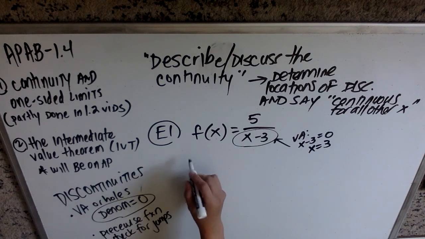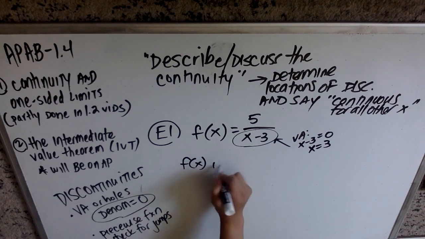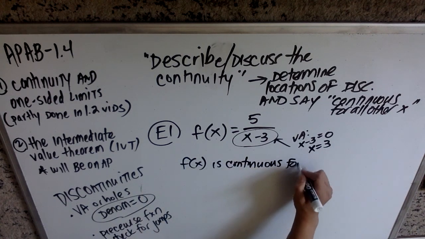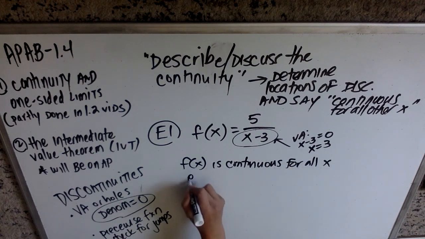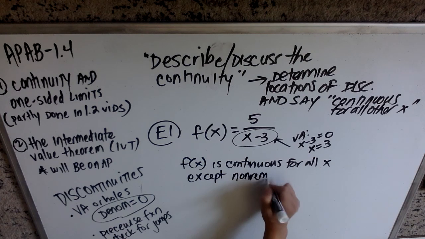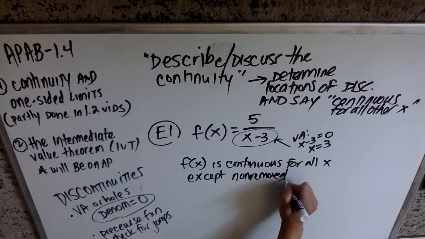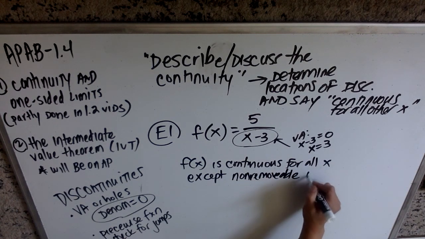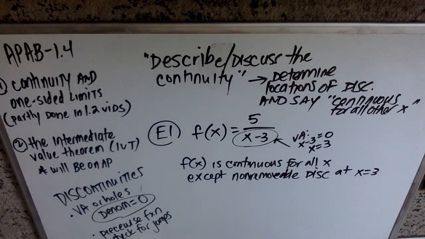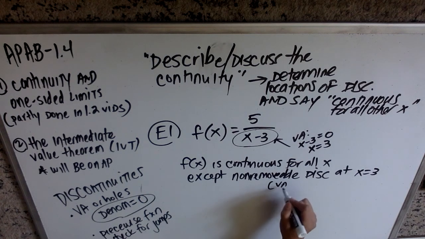So f of x is continuous for all x except there is a non-removable discontinuity at x equals 3. Non-removable discontinuity at x equals 3. And specifically, if you wanted to write what it is, it's a vertical asymptote.